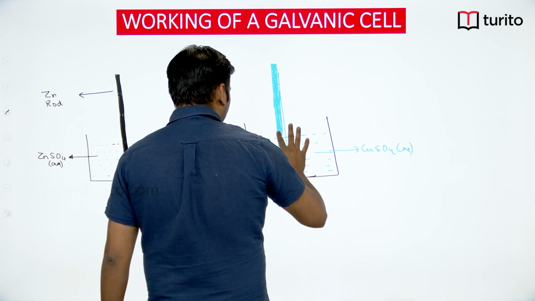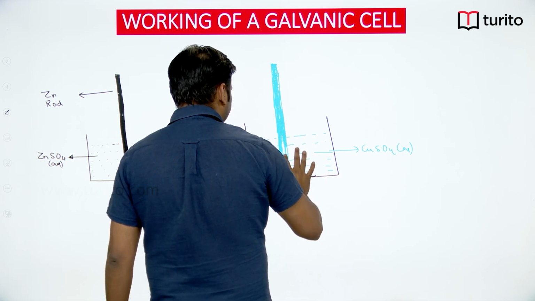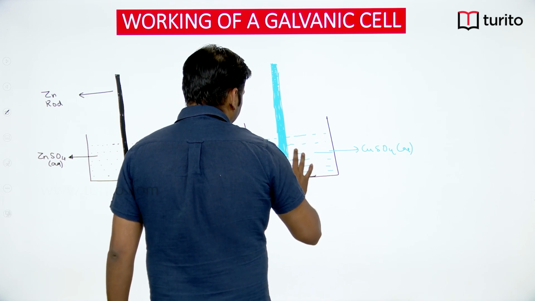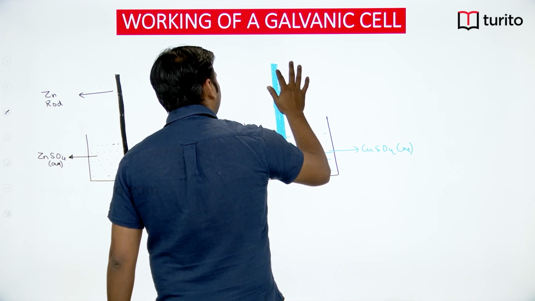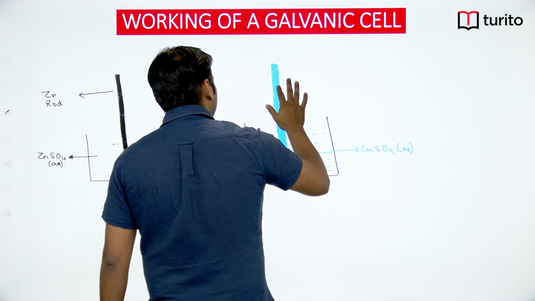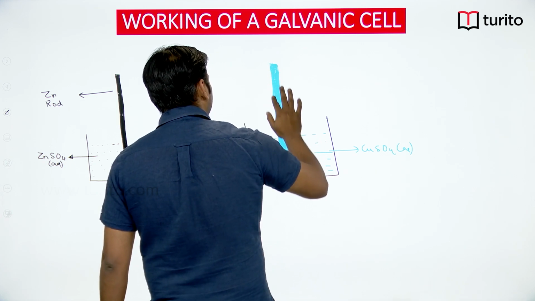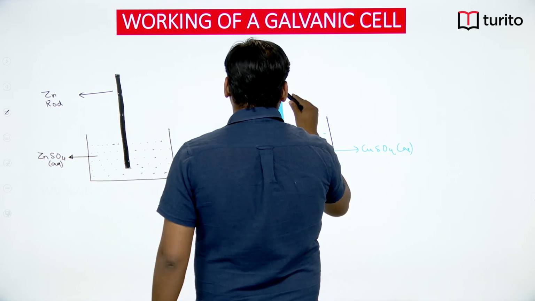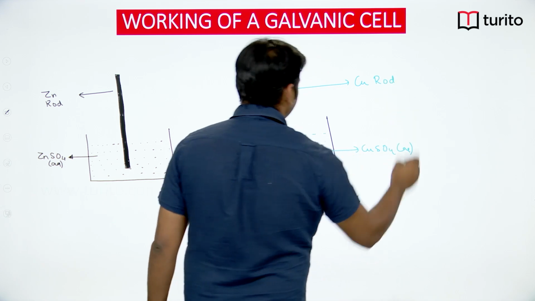Okay, just draw it properly, because if you are clear with the setup, if you understand how things are operating over here, and if you are clear how we are drawing and representing a cell, then things would become much easier to understand and to solve. So we have taken a copper rod and we have dipped it in the copper sulfate solution.